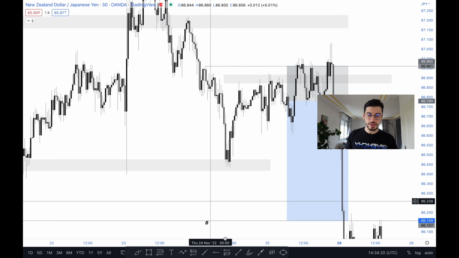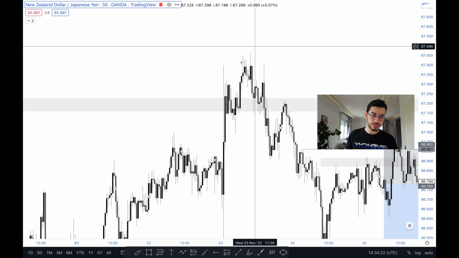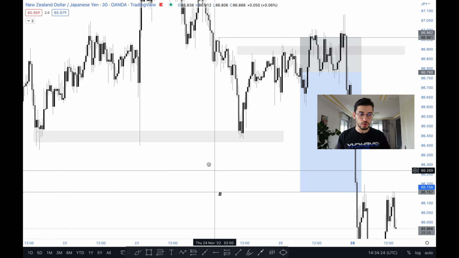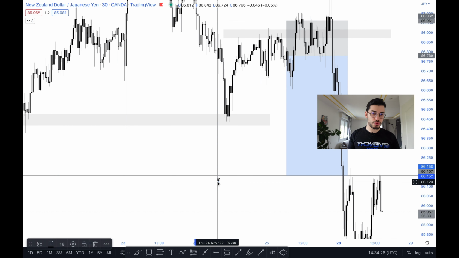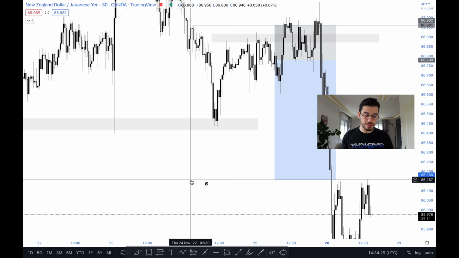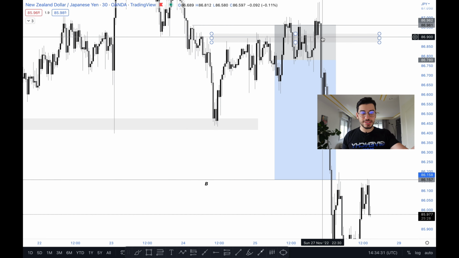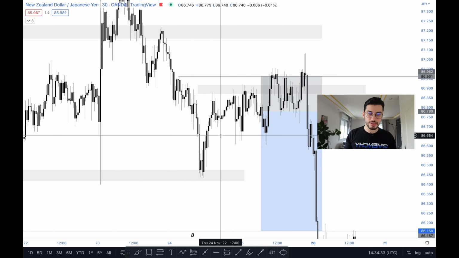Let's call it B. So that's the A goal, the liquidity that was grabbed through to the upside, and that goal was B, where I'm expecting the market to push through next. So I identified this goal. Now I need to enter. Now, what is the mistake that I did? Why did I lose this trade?